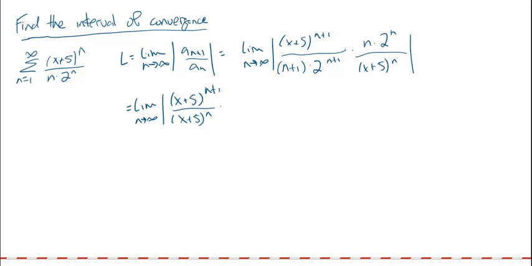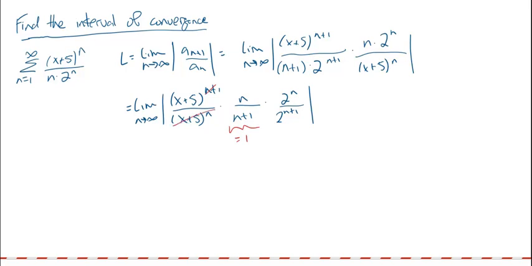I'll do the other ones first. I'm going to go n over n plus 1 times 2 to the n over 2 to the n plus 1. Now, what cancels here? This limit is equal to 1 because they're polynomials of equal degree.